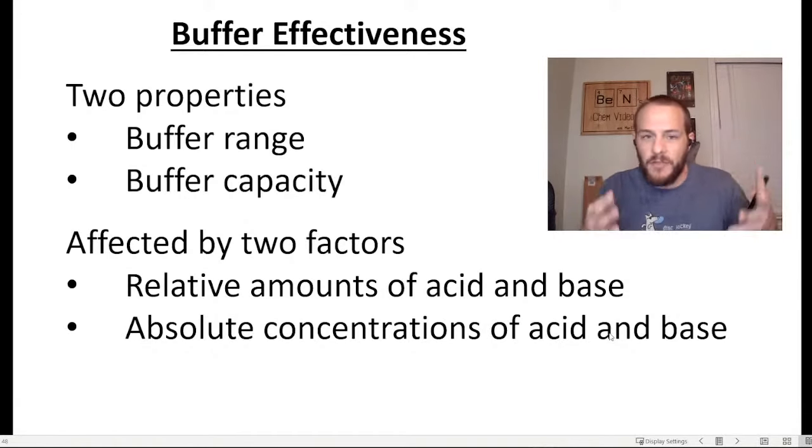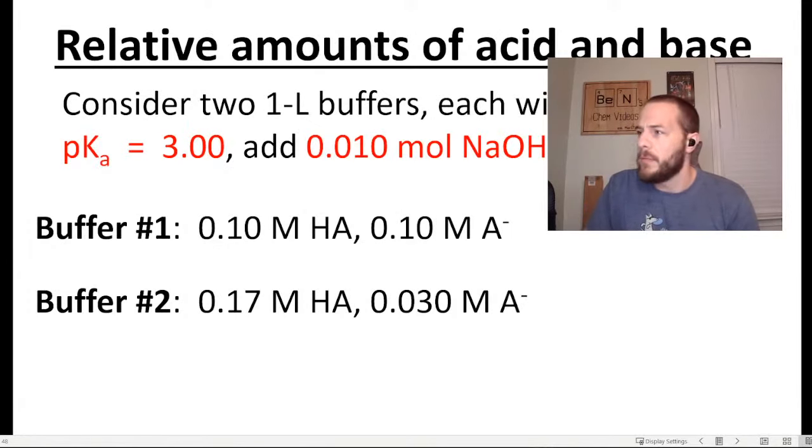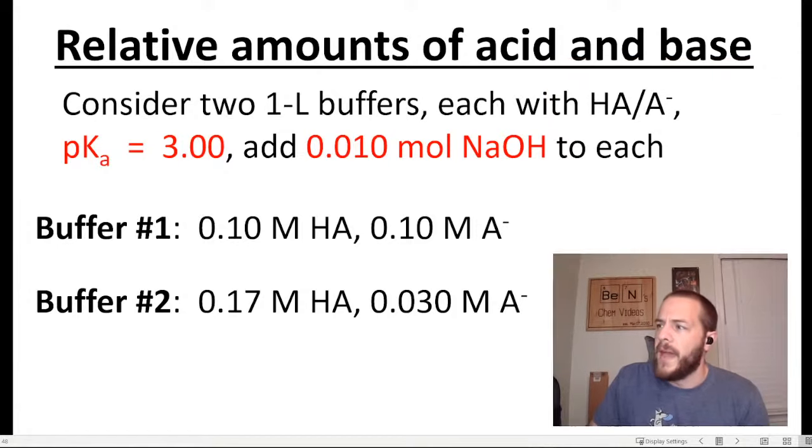In other words, how much acid do you have? How much base do you have in your buffer solution? Let's start by talking about those two factors, starting with the relative amount of acid and base.